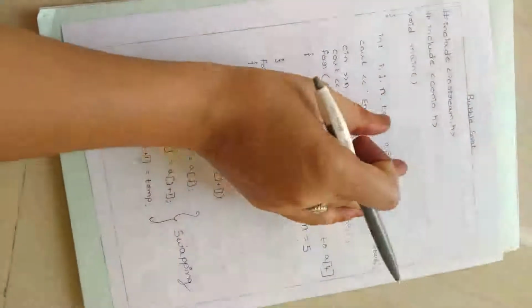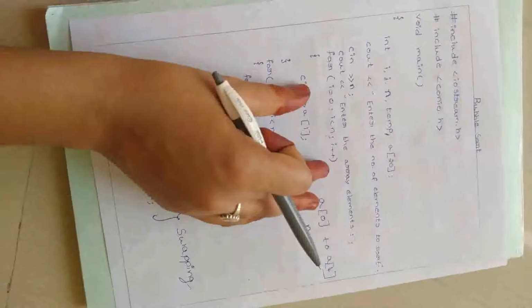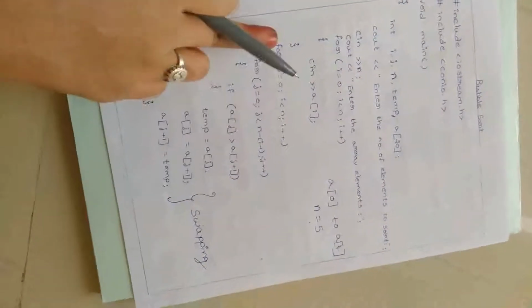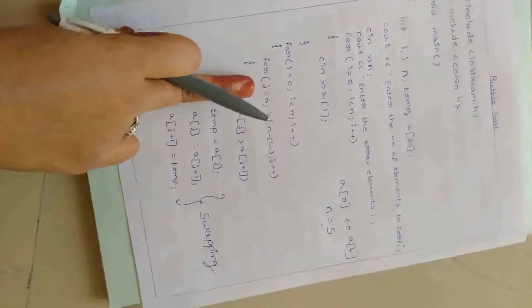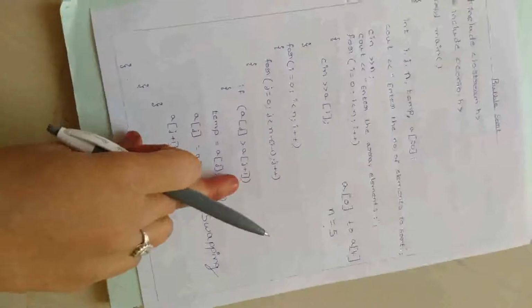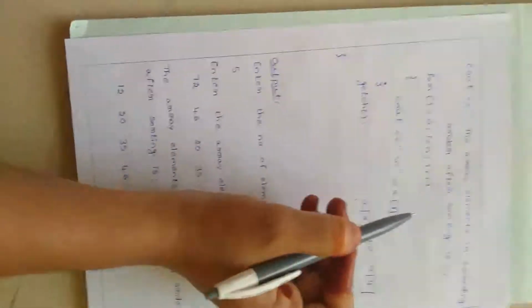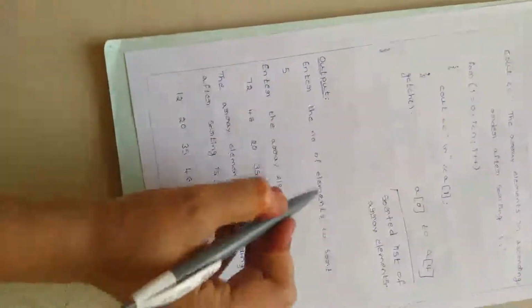We are using the variables. First we are declaring, then we are reading the array size and array elements, then we are using two nested loops. One is for the passes and the second one is for the comparisons. Then the condition is checked, then the swapping operation is performed if the condition is satisfied. Next we are printing the elements after sorting. Then we get the output in this way.